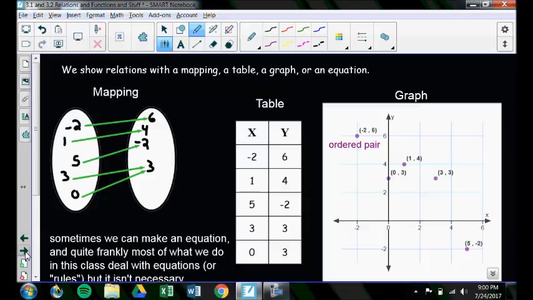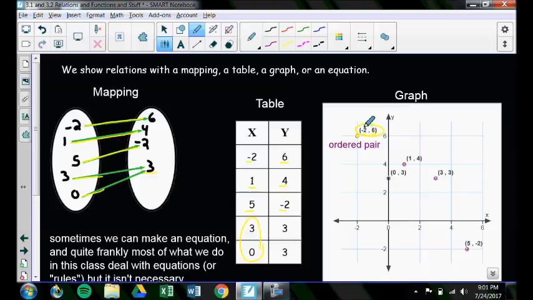So here, negative 2 goes to 6, negative 1 goes to 4, 5 goes to negative 2, and 3 and 0 both go to 3. Well, same thing here. Negative 2 goes to 6, 1 goes to 4, 5 goes to negative 2, and 3 and 0 both go to 3. Here, negative 2 goes to 6. It's this point. 1 goes to 4, 0 goes to 3, 3 goes to 3, and 5 goes to negative 2. All 3 of these displays are showing the same relation, a way to get from the input to the output. You'll notice that this is called an ordered pair.